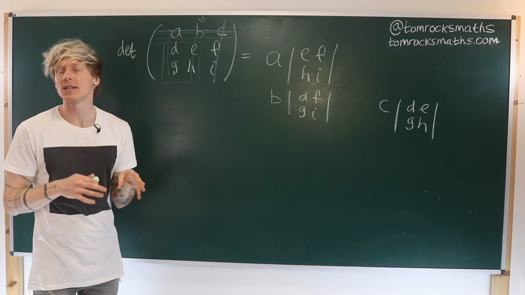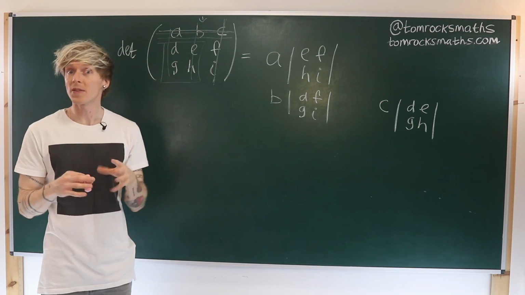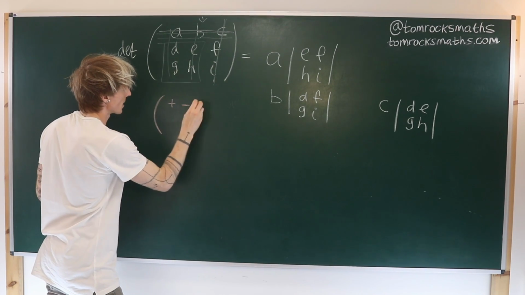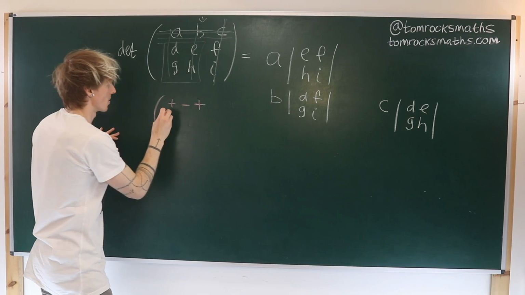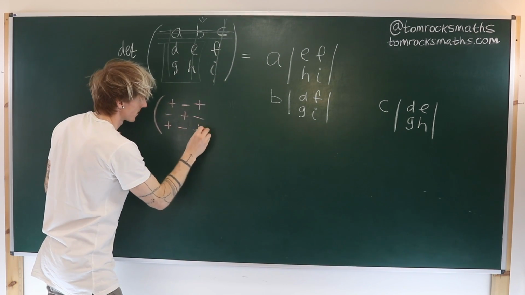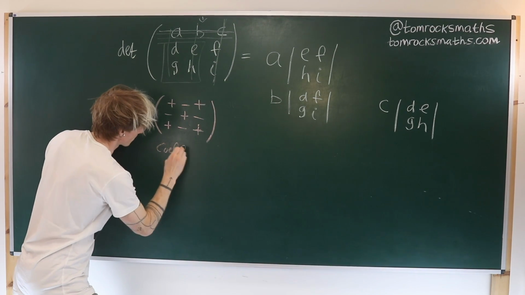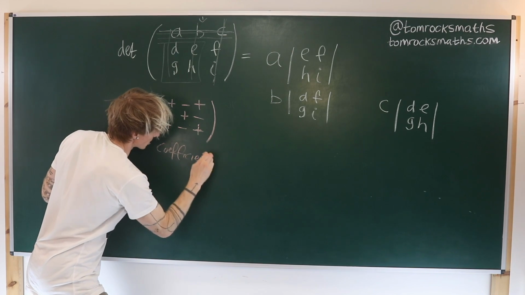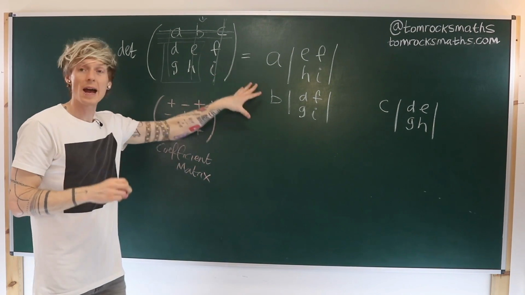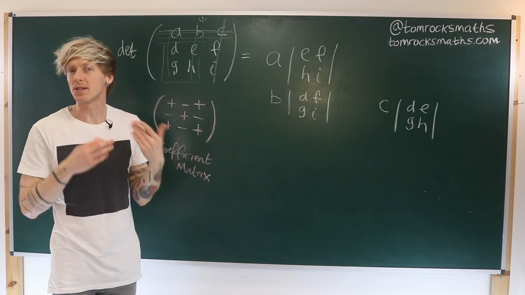And in order to do this, we need to know something called the coefficient matrix. So the coefficient matrix looks like the following. We have a plus, minus, plus, then we go back to a minus, plus, minus, and then back to a plus, minus, plus. So this is our coefficient matrix. And what this tells us is whether to add or subtract these terms in our 3 by 3 determinant.